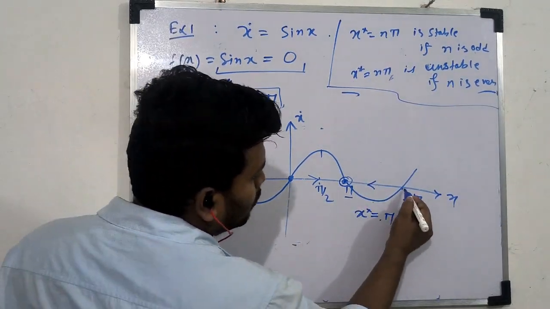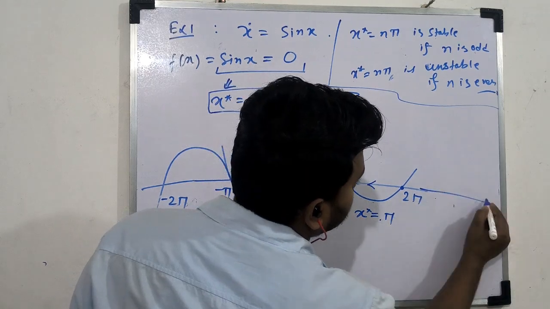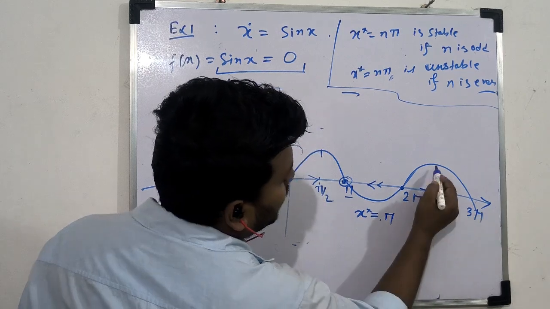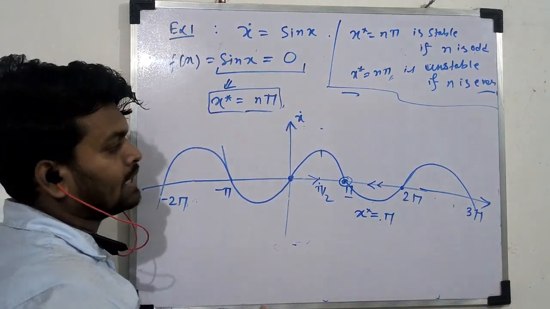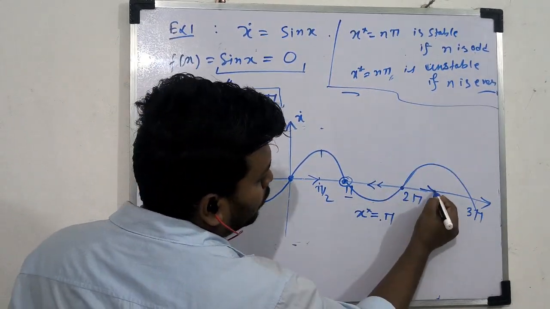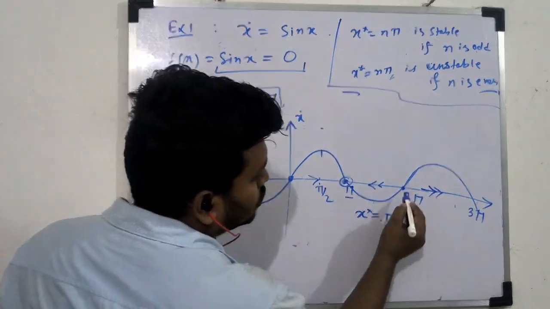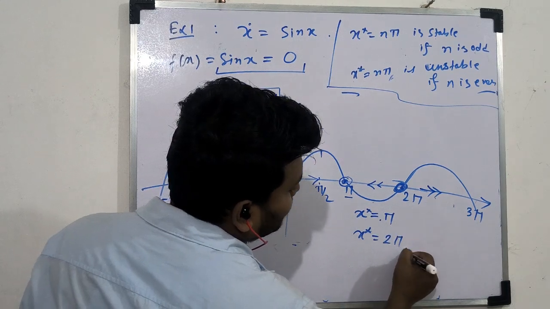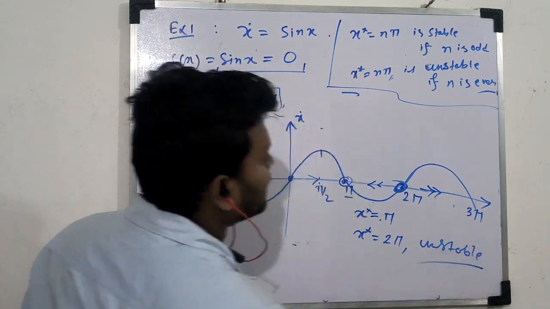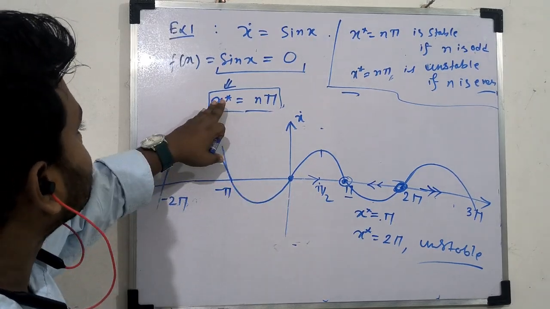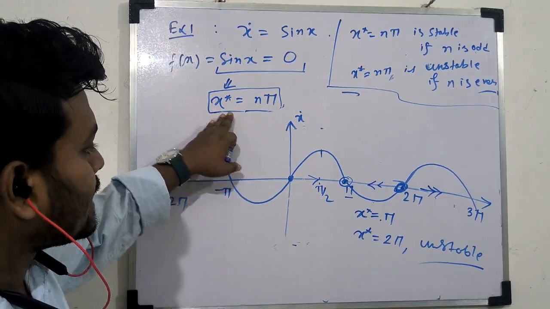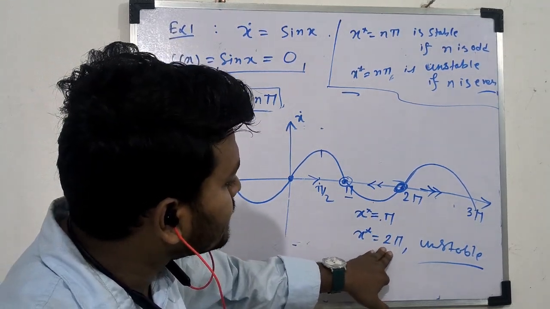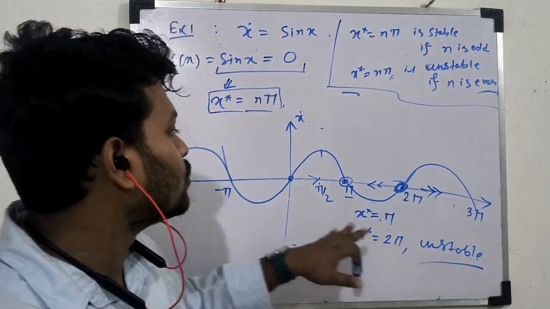And similarly when this is 2 pi, from this you can see, after that this is 3 pi. So in this portion x dot is greater than 0, so therefore the arrow will be to the right side. So therefore this is an unstable equilibrium point. So whenever n is even, that is 2 pi, it is unstable. So by graphical method we have proved that this x star is stable when n is odd, and when n is even, x star is unstable. So we have proved this graphically.